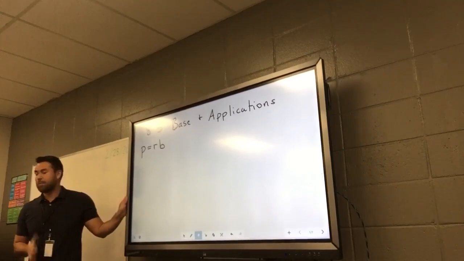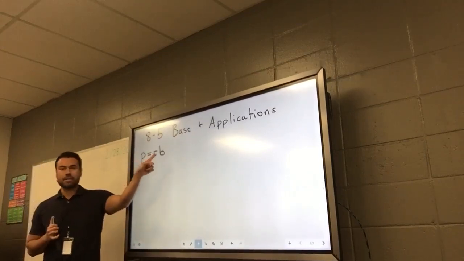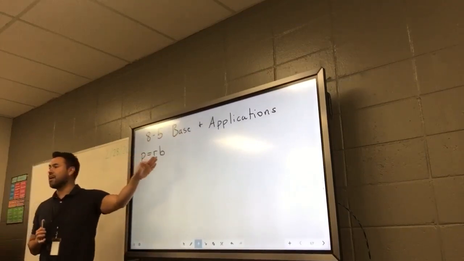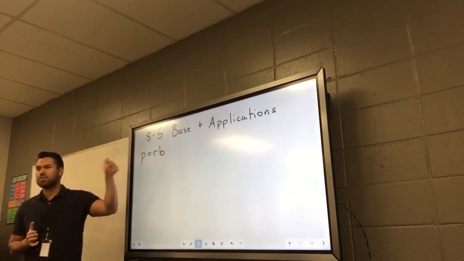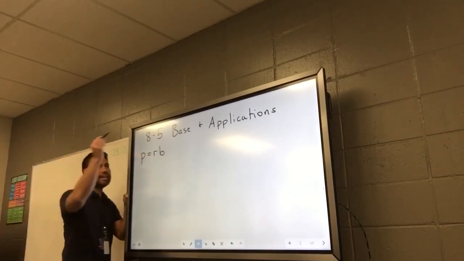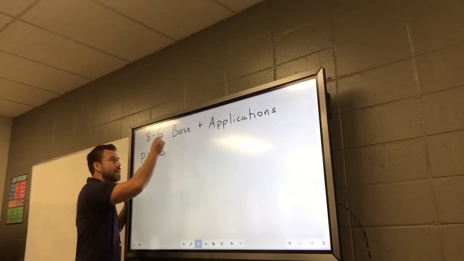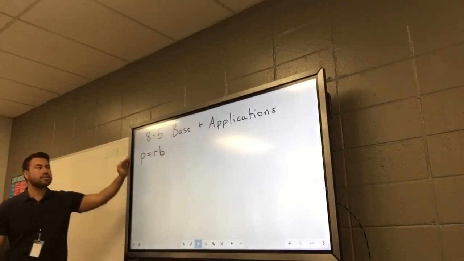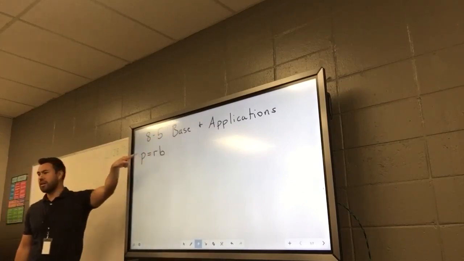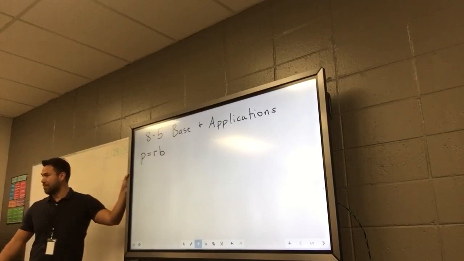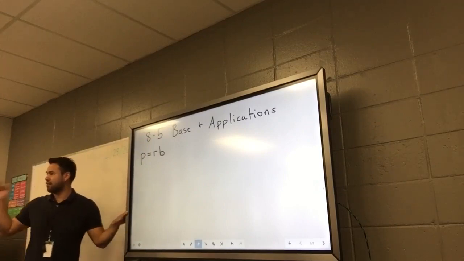Okay, but percentage equals rate times base. So remember that formula? We got that on the first lesson of these types of problems. But what are we trying to find in this lesson? The base. So somebody raise their hand and tell me, from this formula, how do I get B by itself?